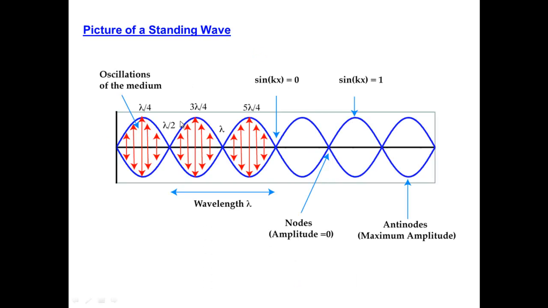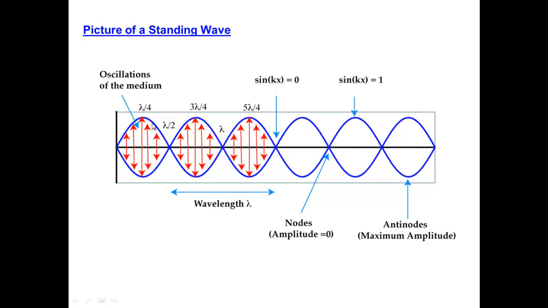So we can see how that's shown right here. How do I know that that's lambda over 4? Well, remember, one complete cycle of the wave is one wavelength. So if the left-hand edge of the string is x equals 0, then x equals lambda over 4, lambda over 2, 3 lambda over 4, and finally lambda. So that allows us to see where these special points are for the standing wave.